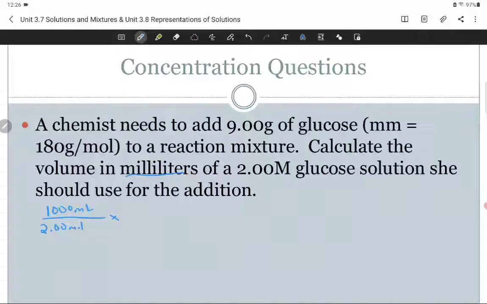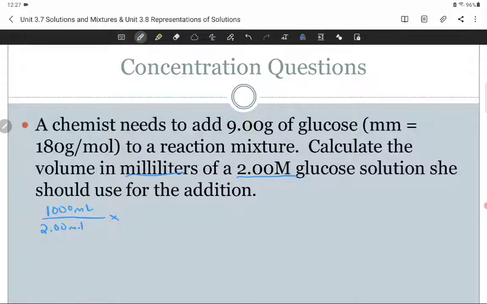Okay, so that 2.00 big M is moles per liter. You could put the moles up top if you'd prefer, or you can put the milliliters up top. I prefer the milliliters because that's going to get me my unit that I want in the right location. It's like saying 12 eggs equals a dozen, but also a dozen equals 12 eggs. So it's dependent on what you're trying to solve for. Are you trying to solve for how many dozens, or how many eggs?